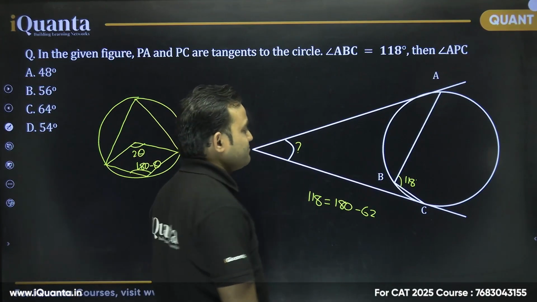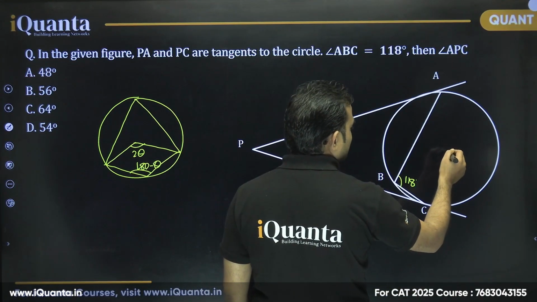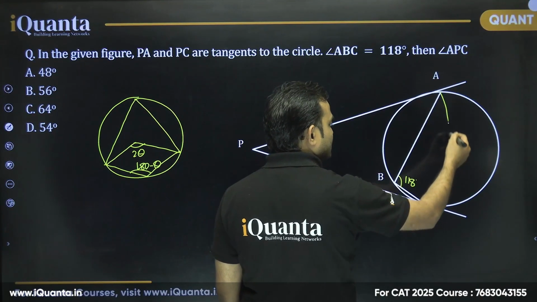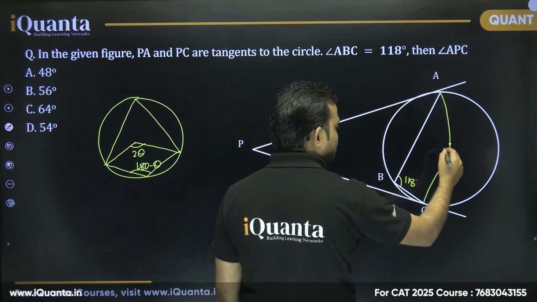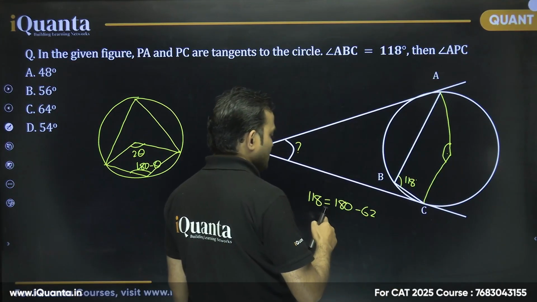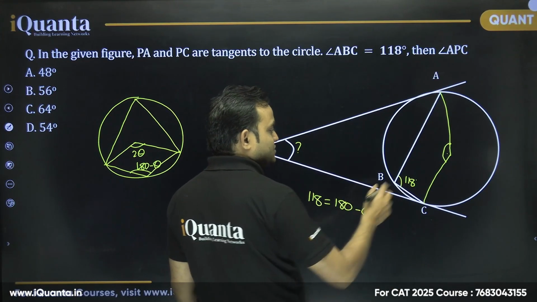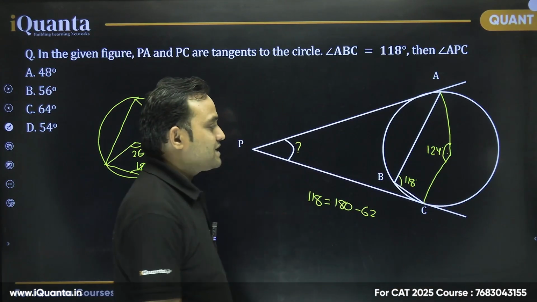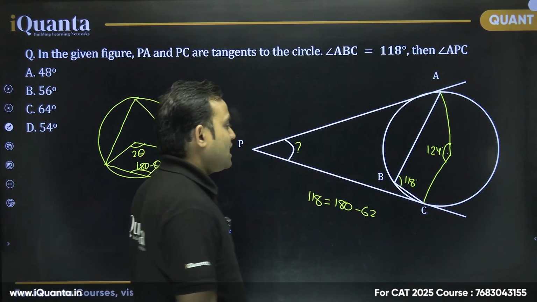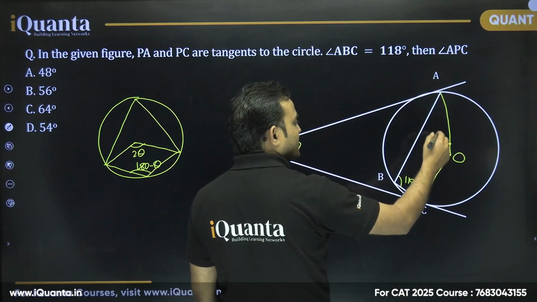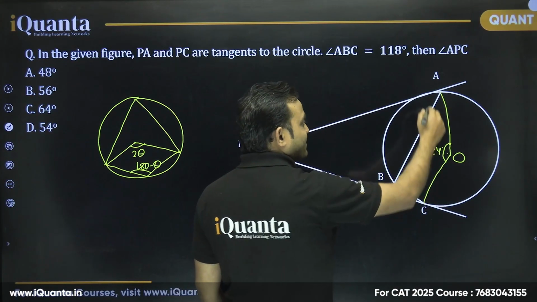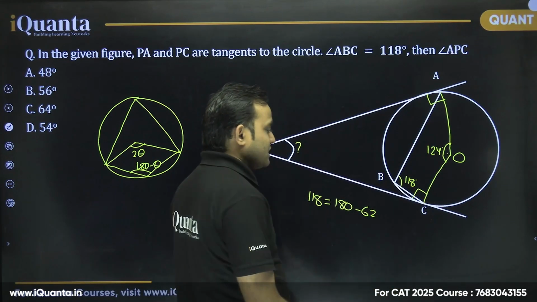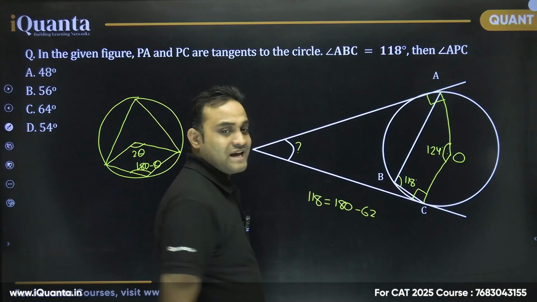So the angle made by this chord on the circumference, this angle, will be double of 62, so this angle will be 124 degrees, right? This angle will be 124 degrees. Now if this is our center O, can we say OA will be the radius, and the radius is perpendicular to the tangent at the point of contact, so both of these angles will be 90 degrees.